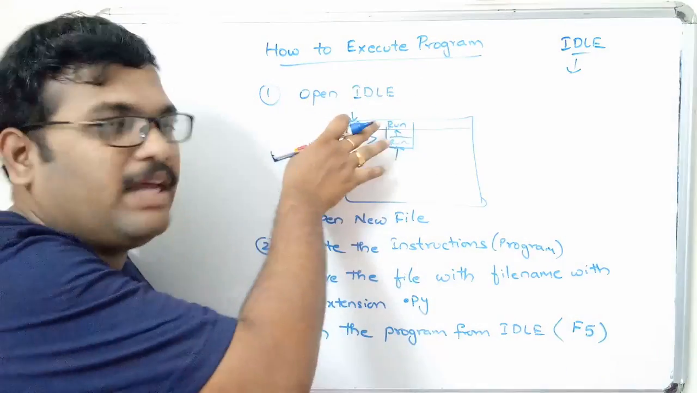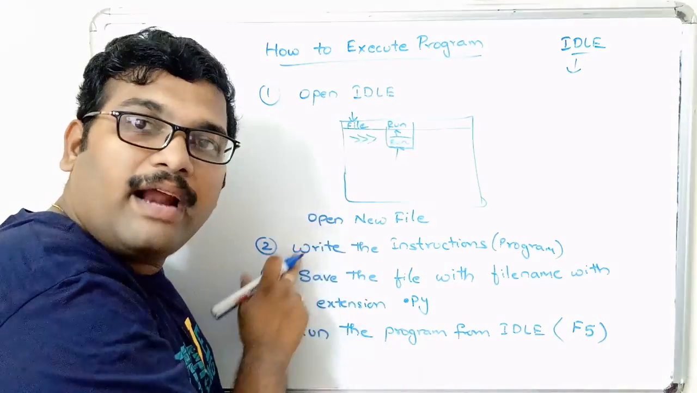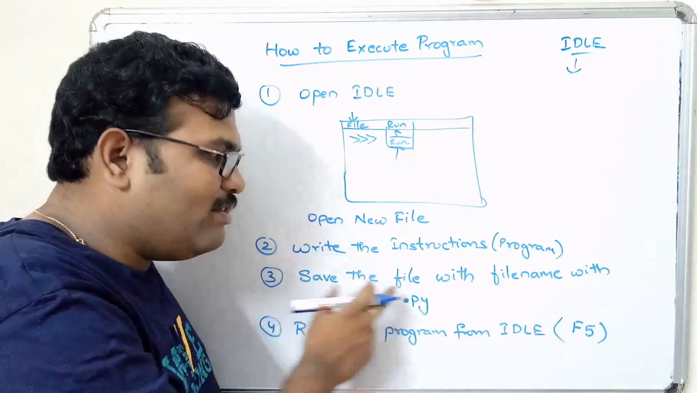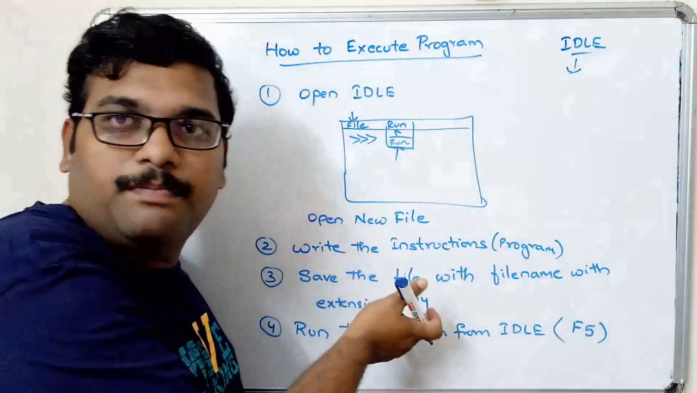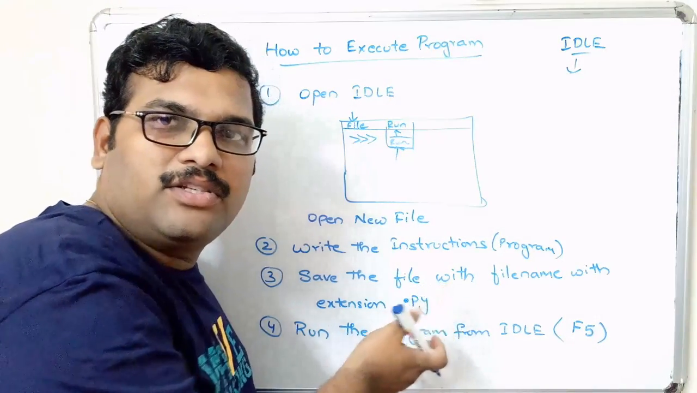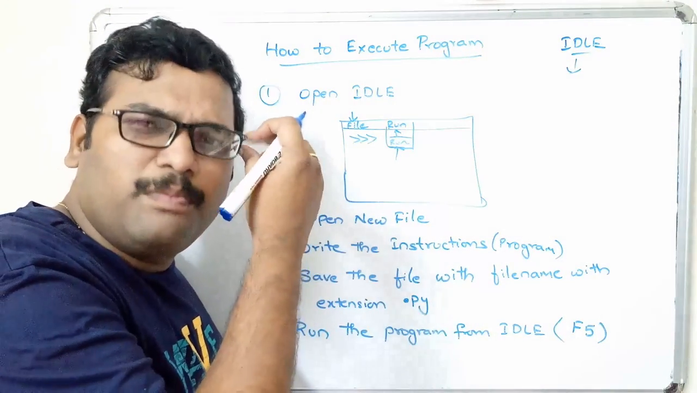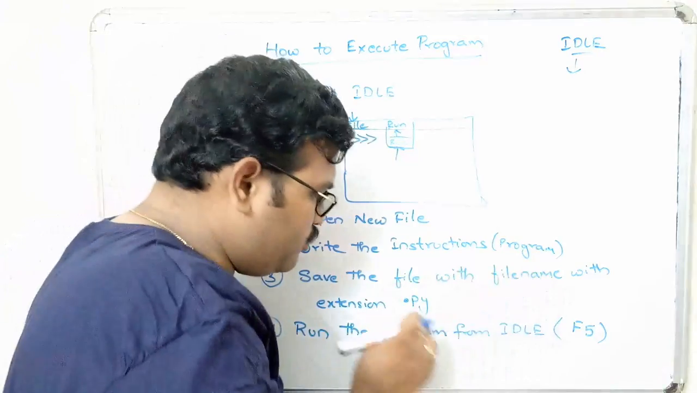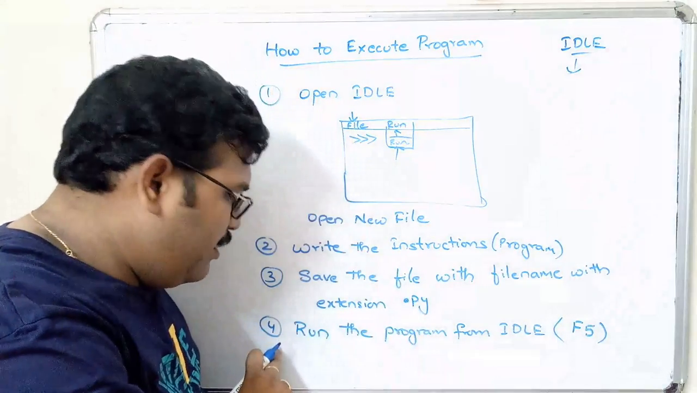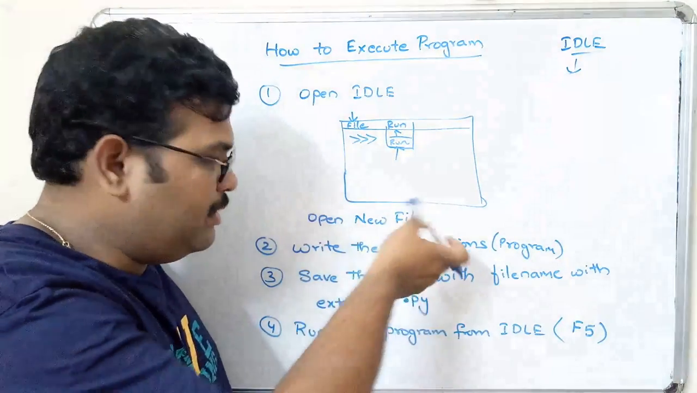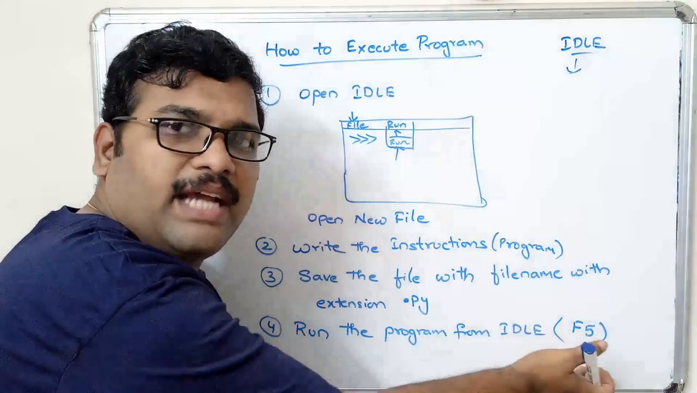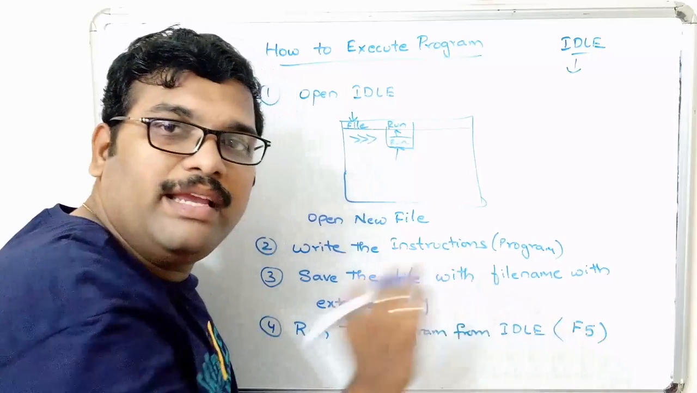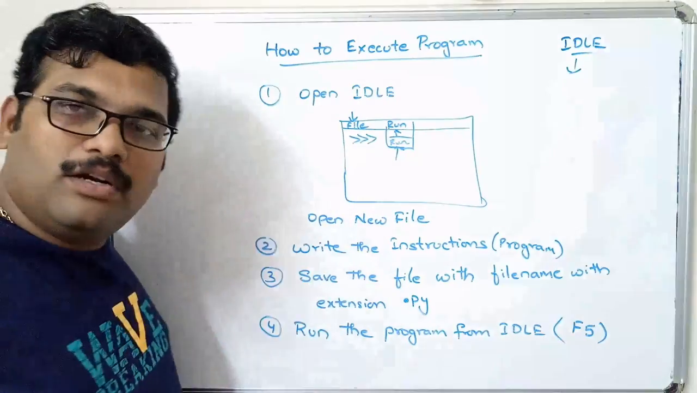So first we have to open the IDLE, open a new file, write down the instructions, and then save the file with any file name, but the extension should be .py. In the C language, the extension should be .c. Here the extension should be .py. And the last step, we have to run the program using IDLE, that means directly we can click by using F5. So this is the procedure to execute the program.